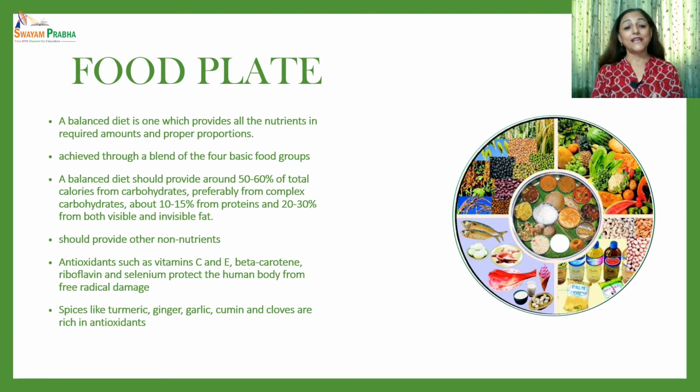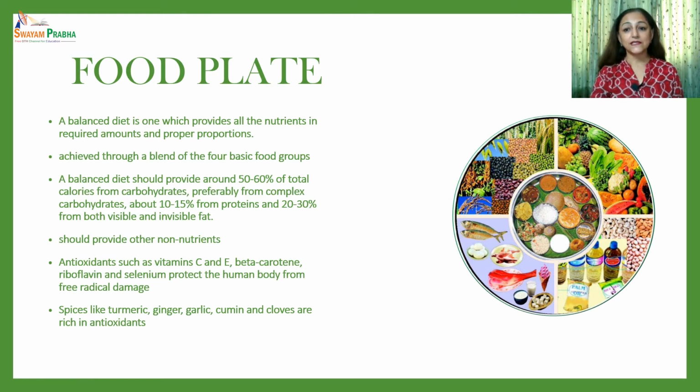Some good antioxidants such as vitamin C, vitamin E, beta carotene, riboflavin, and selenium protect us from free radical damage. And other phytochemicals such as polyphenols and flavones protect us from other oxidant damage. It also recommends using spices like turmeric, ginger, garlic, cumin, and cloves because they are rich in antioxidants.